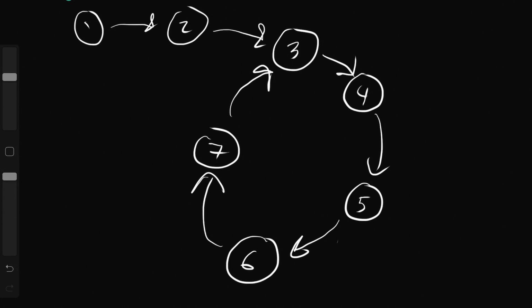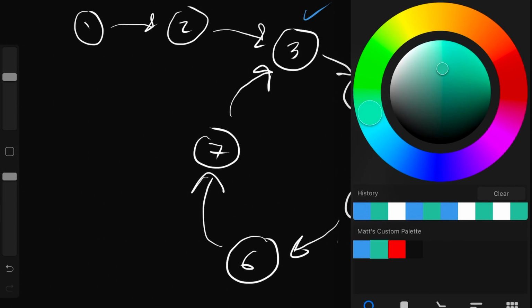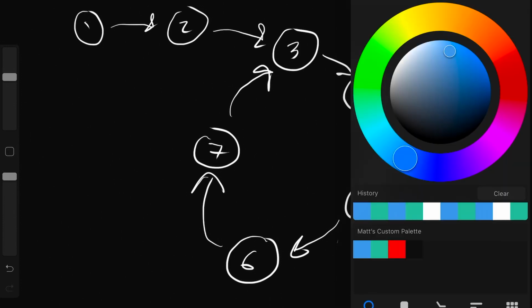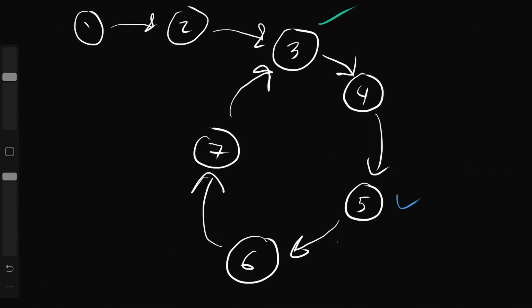So let's just demonstrate this real quick. So we have these 2 pointers right here. And so blue would move here, and then green would move 1, right? And then blue would move here, green would move here, right?